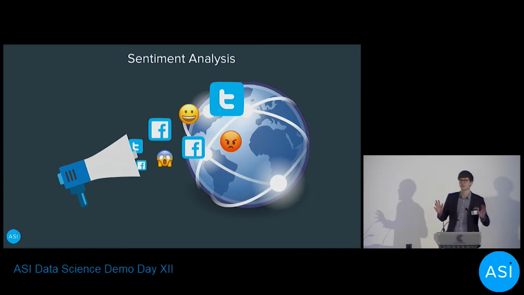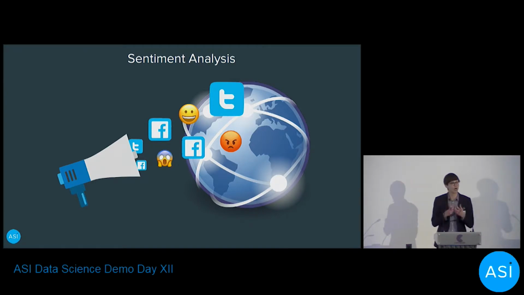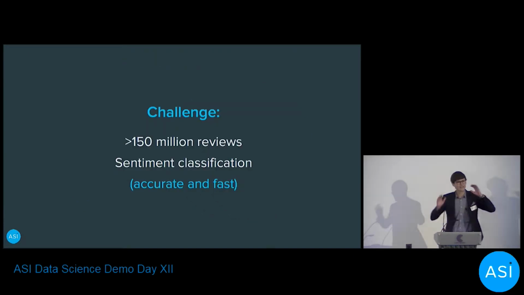But that's just one example. There are many other ways in which sentiment analysis can help your business. What a lot of these applications share is the need to be able to process large amounts of data very quickly. So in order to develop their big data sentiment analysis capabilities, ASI gave me the following challenge. Take the entire Amazon review dataset with more than 150 million reviews, create sentiment analysis models, and make these models as accurate and as fast as possible.